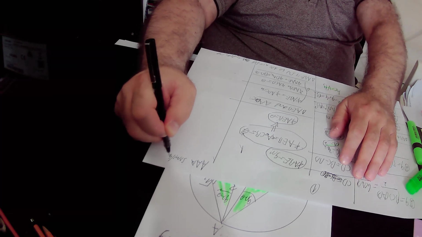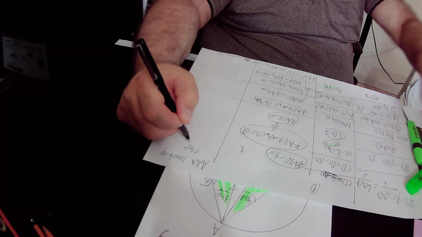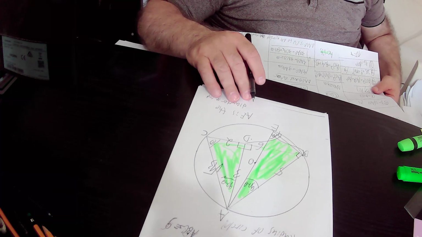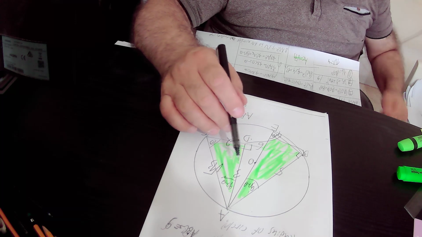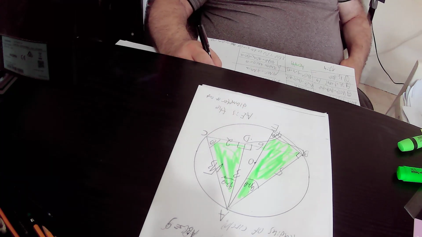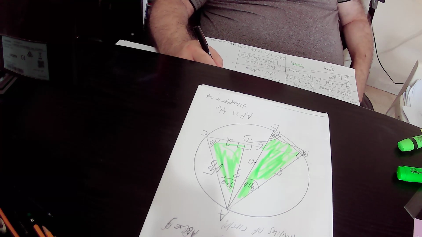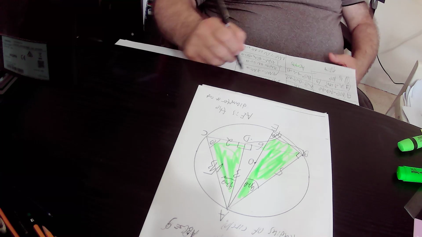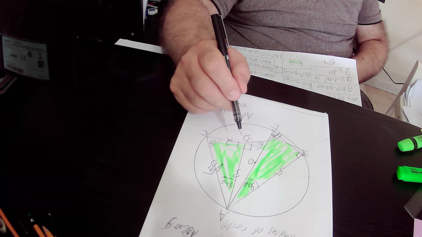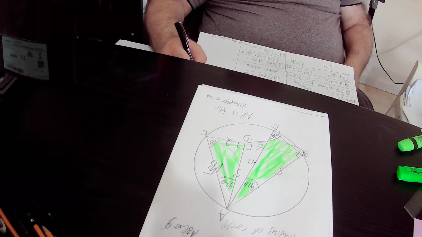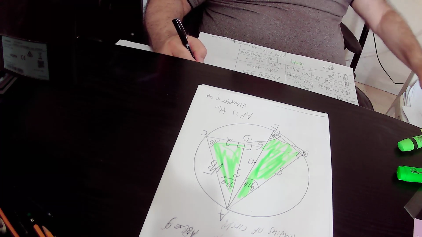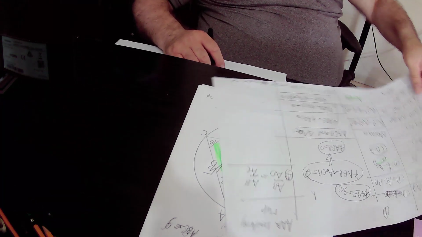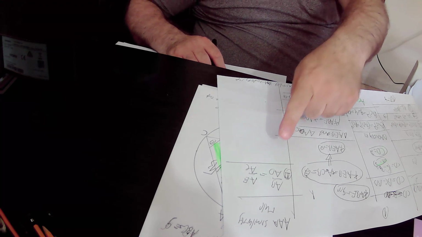Angle similarity rule. And from the fact that the two green triangles are similar to each other, we conclude that AB over AD equals AE over AC. Repeat again. From the fact that the two green triangles are similar to each other, we conclude that AB over AD equals AE over AC.